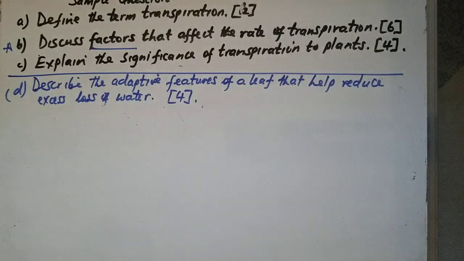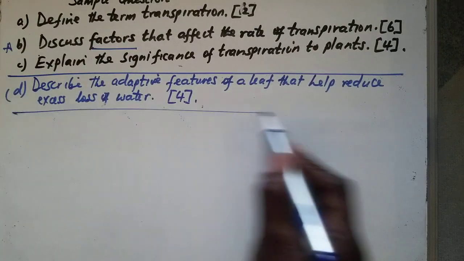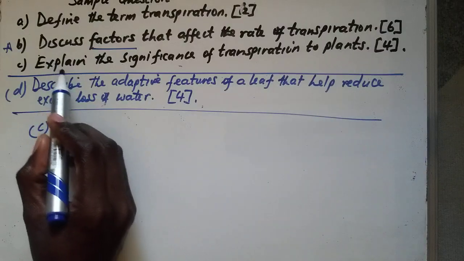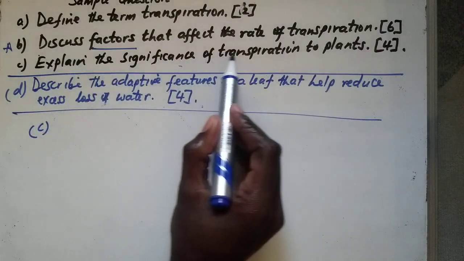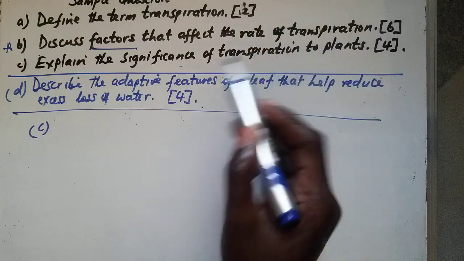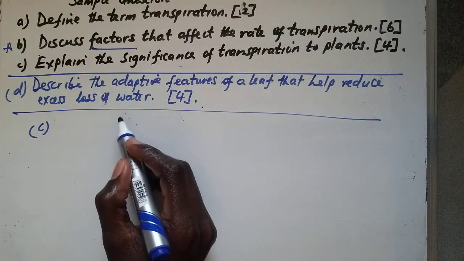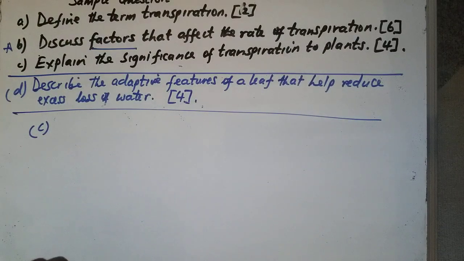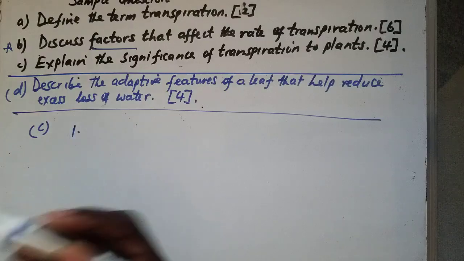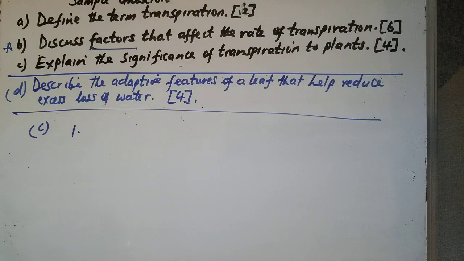Then if you look at the C part there, the C part says explain the significance of transpiration to a plant. In other words, why is transpiration important? Why is it important to a plant? There could be so many reasons that we can talk about.